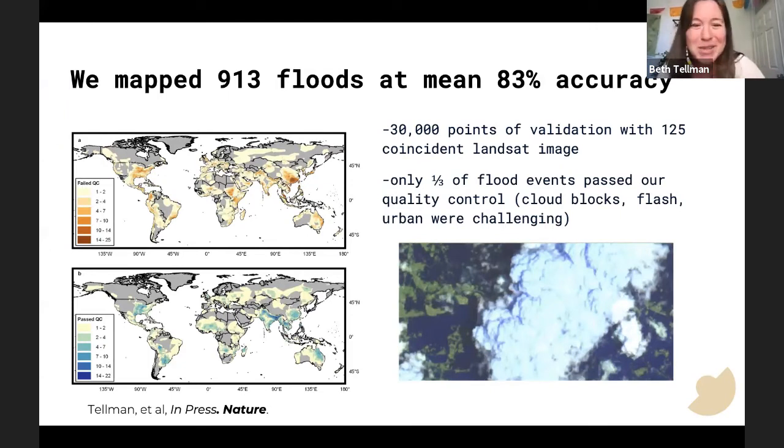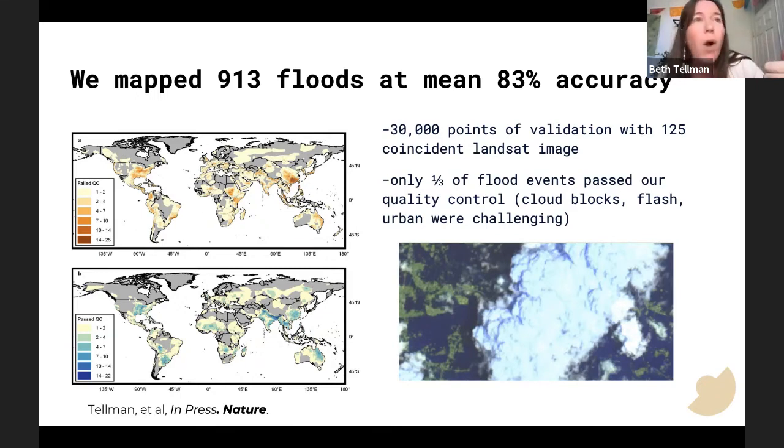Of all of the floods we tried to map, we think we got high quality events for 913 floods at a reasonable accuracy. I want to note 2 caveats here before I dive into results. We only mapped a third of large floods, so we're mapping large, slow-moving events, often where clouds are clearing. Often we were blocked by clouds.